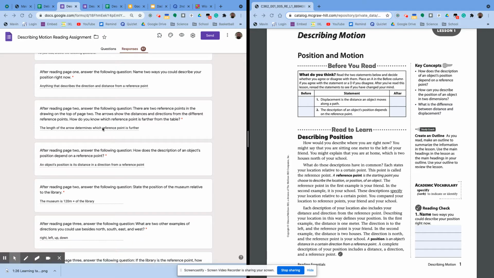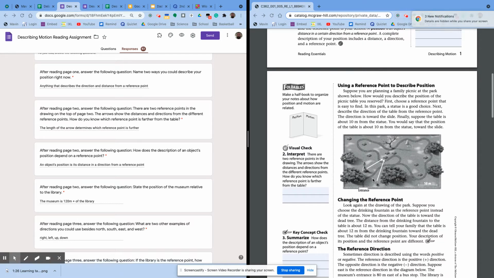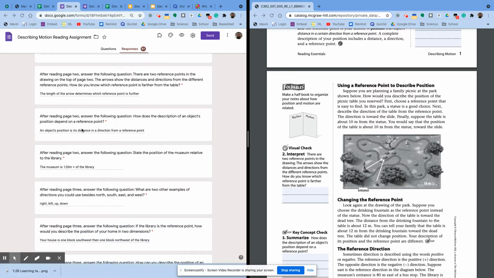Here, 2 reference points in the drawing on the top of page 2. The arrow shows the distances and directions from the different reference points. How do you know which one is farther? So we're talking about here, very simple. You just need to measure the length of both of those lines, and it's going to tell you which one is further. How does the description of an object's position depend on a reference point? An object's position is its distance in a direction from a reference point.